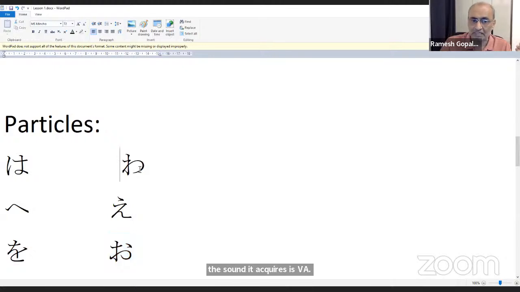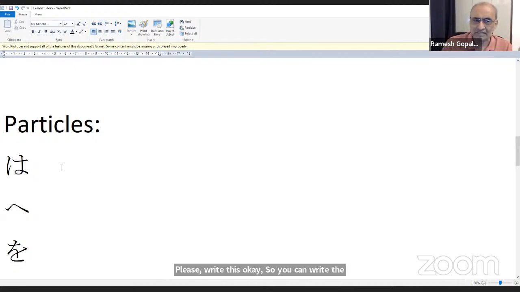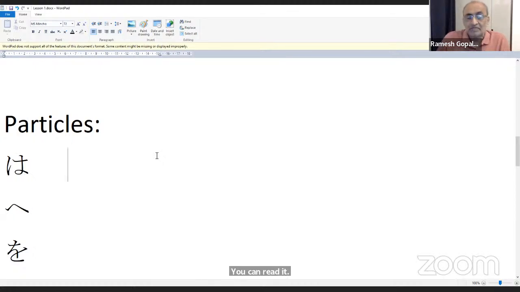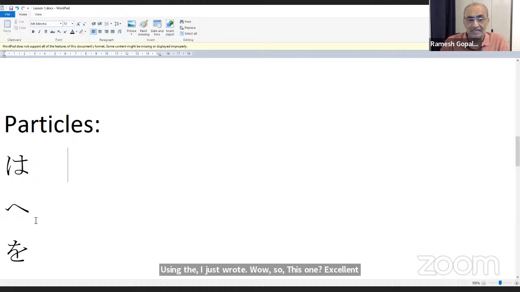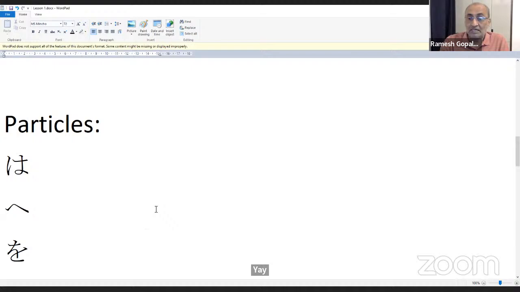Okay, now I'll take this off. Please write this down, okay, particle. So you can write the sound, or you can write it using the kanas. I just wrote wa. So how do you read it as a particle? Wa. Next one: e. This one: o.